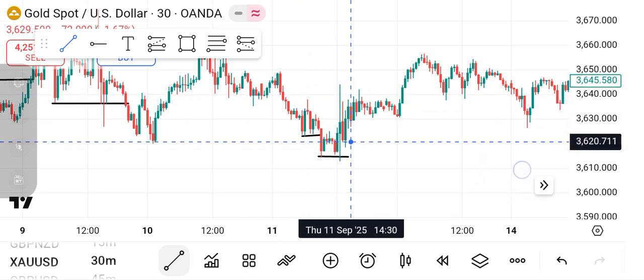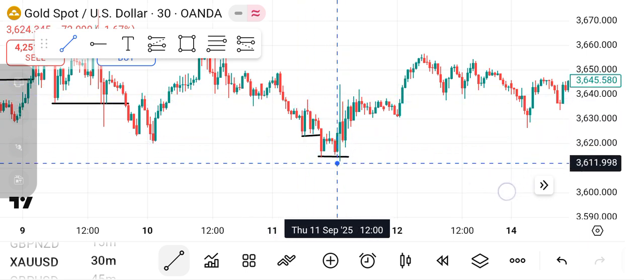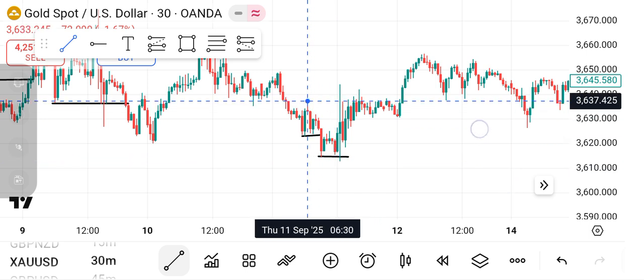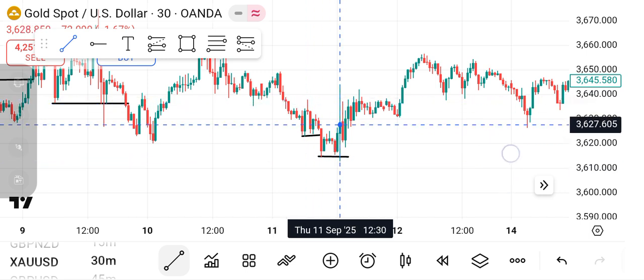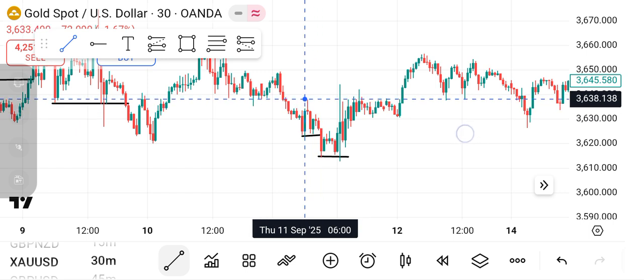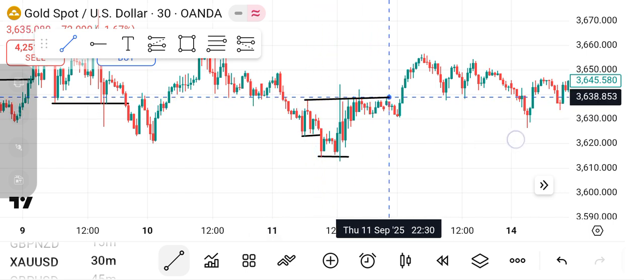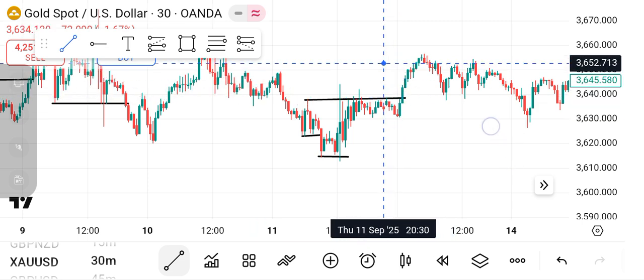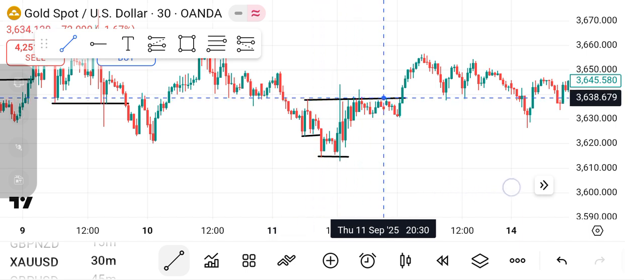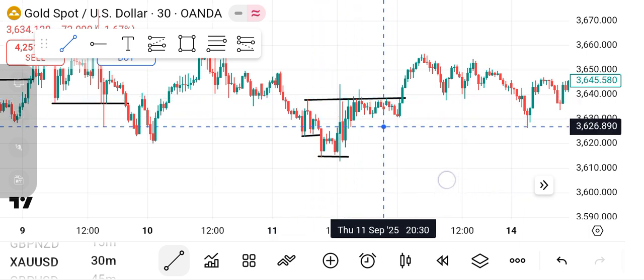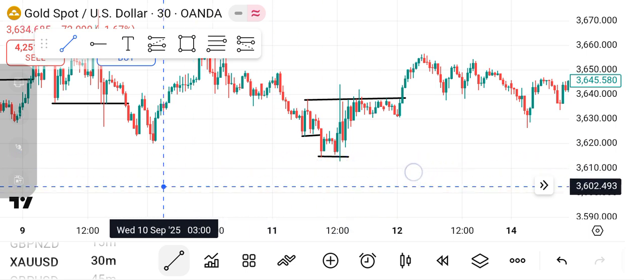Now, we have a sweep here and a change of character. What makes this a valid change of character? What makes it a valid change of character is if a candle body breaks this high and not the wick. If a candle body breaks this high, it is called a change of character and not the wick. Let me show you guys an example.